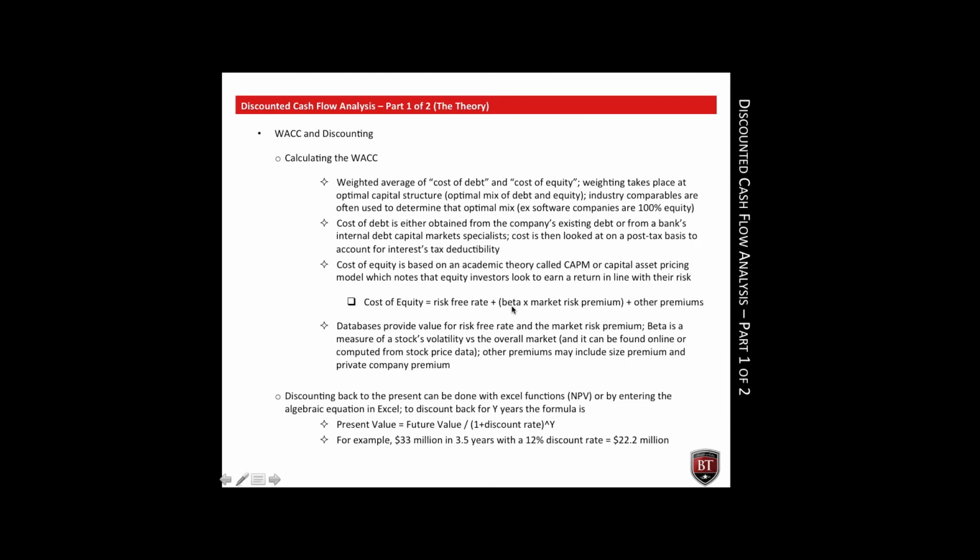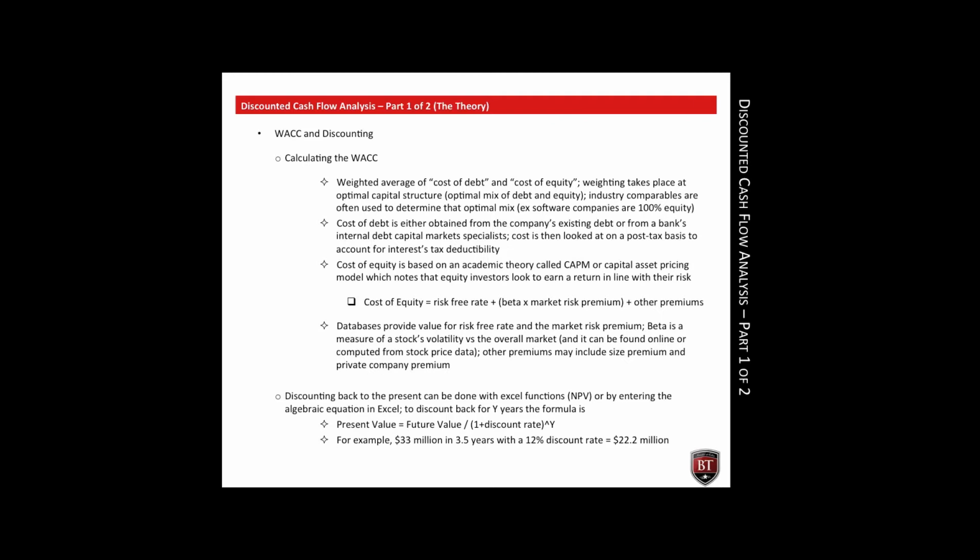Beta is a measure of a stock's volatility versus the overall market. Some stocks move lock in step with the market. Their beta, therefore, is 1. Some move a lot less. The market swings 3%, and they swing a lot less. Their beta would be less than 1, less volatile.